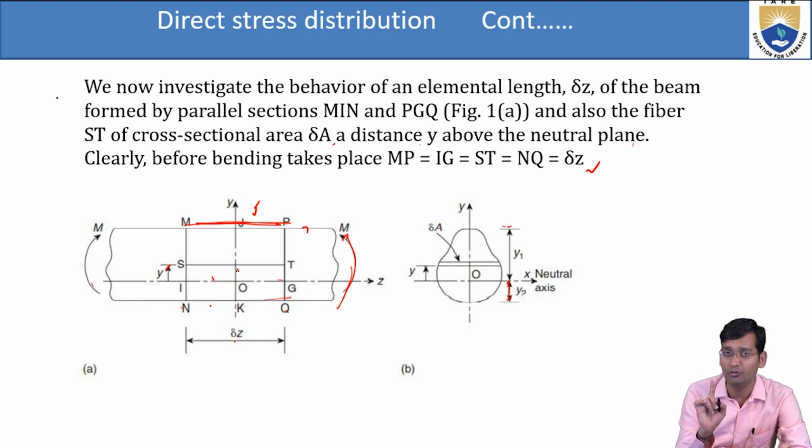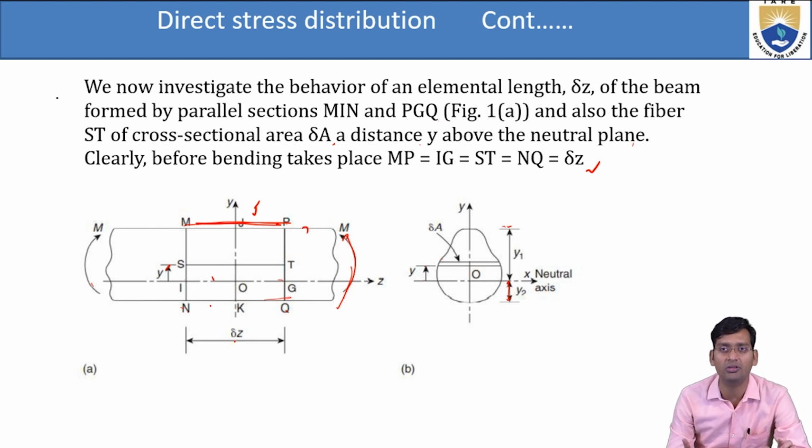Only one plane will be there in any section or body which will not experience any compression or elongation. Whatever the size before bending and after bending, that remains the same, is called the neutral plane. So, what is the neutral plane? The plane which remains the same before and after bending is called the neutral plane.